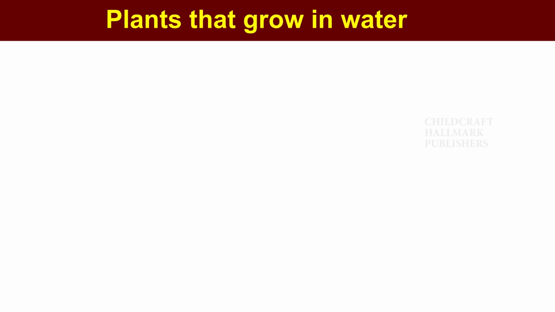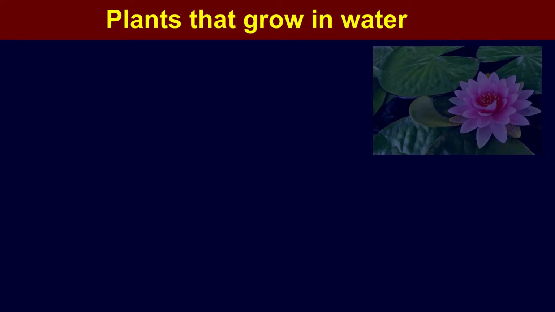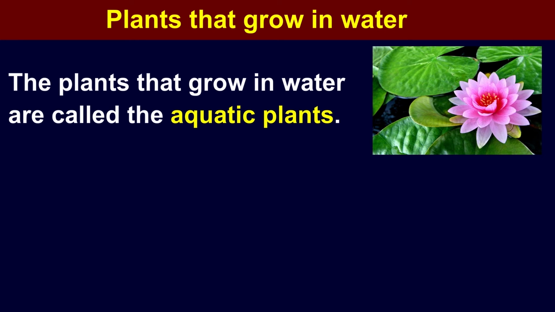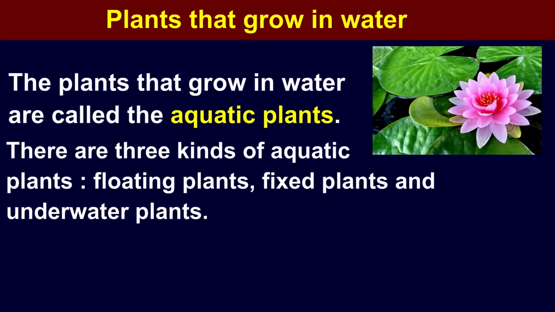Plants that grow in water. The plants that grow in water are called the aquatic plants. There are three kinds of aquatic plants: floating plants, fixed plants, and underwater plants.